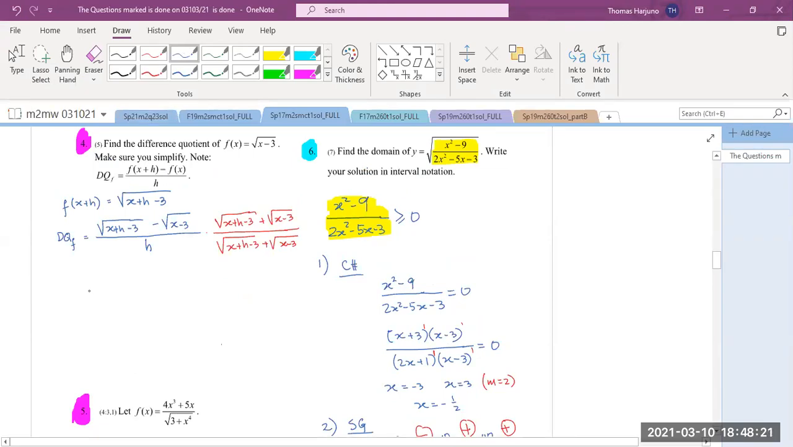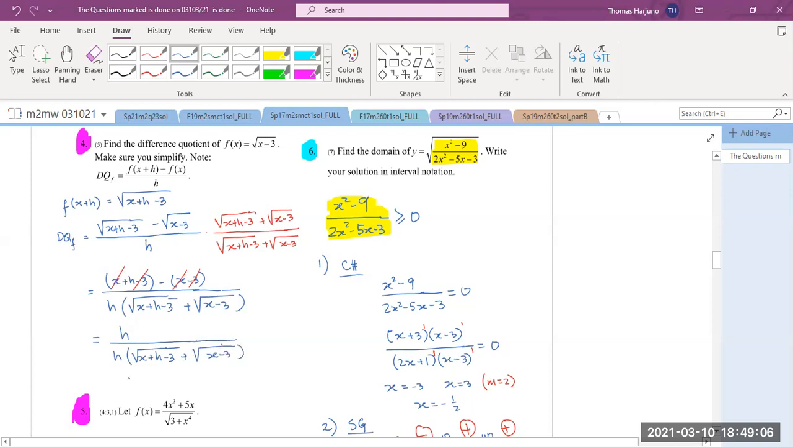Okay, so we multiply by the conjugate. So we have the difference of the squares of those square roots. So I get on the denominator h times the quantity square root of x plus h minus 3 plus square root of x minus 3. On the top, the x cancels. The negative 3 cancels, so I have only h over h times that. And the h cancels, so we are left with 1 over square root of x plus h minus 3 plus square root of x minus 3. Okay, that's for number 4.